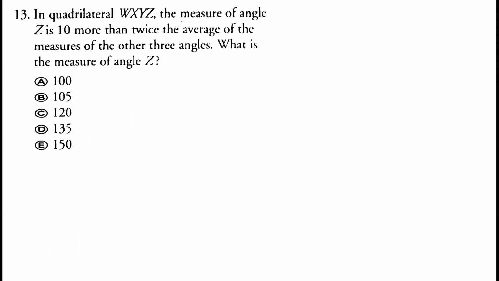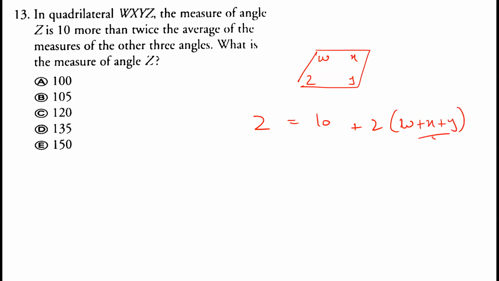In quadrilateral WXYZ, the measure of angle Z is 10 more than twice the average of the measure of the other 3 angles. So W plus X plus Y divided by 3, into 2. So twice the average of the measure of the other 3 angles plus 10 will equal Z.